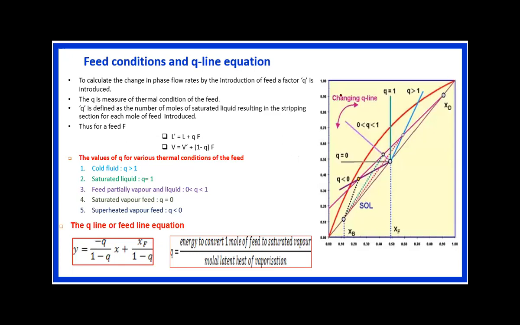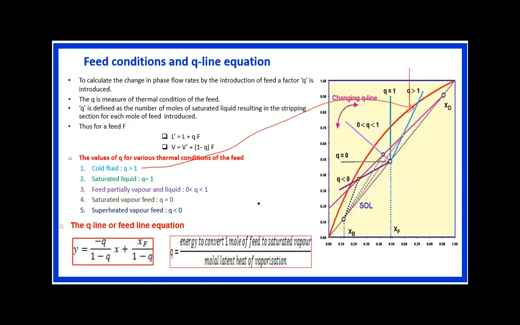So this is the graphical representation of these 5 conditions of the feed. If you observe the first condition, cold fluid, that is q greater than 1, it is represented by this line in this XY diagram. We know the equilibrium diagram, that is x against y, the mole fractions of MVC in the liquid phase and in the vapor phase.